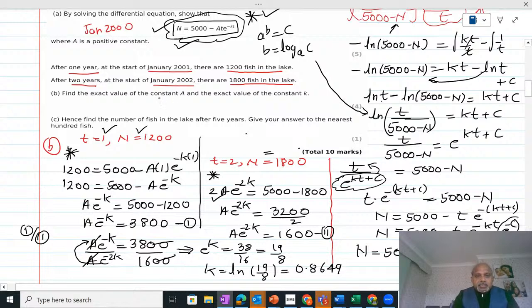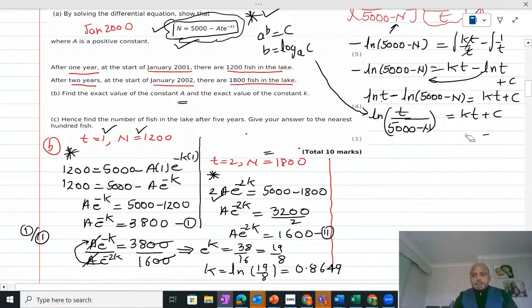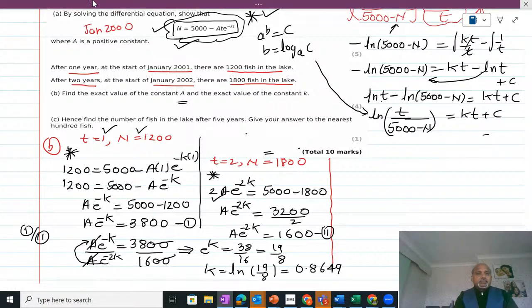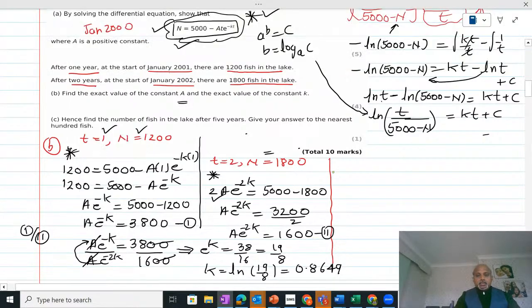Now our last thing is we need to find a. To find a, see here. I'm just creating a space on this side so that I can see the question in front of me. So here, we got k equal to ln 19 over 8, and 0.8649.